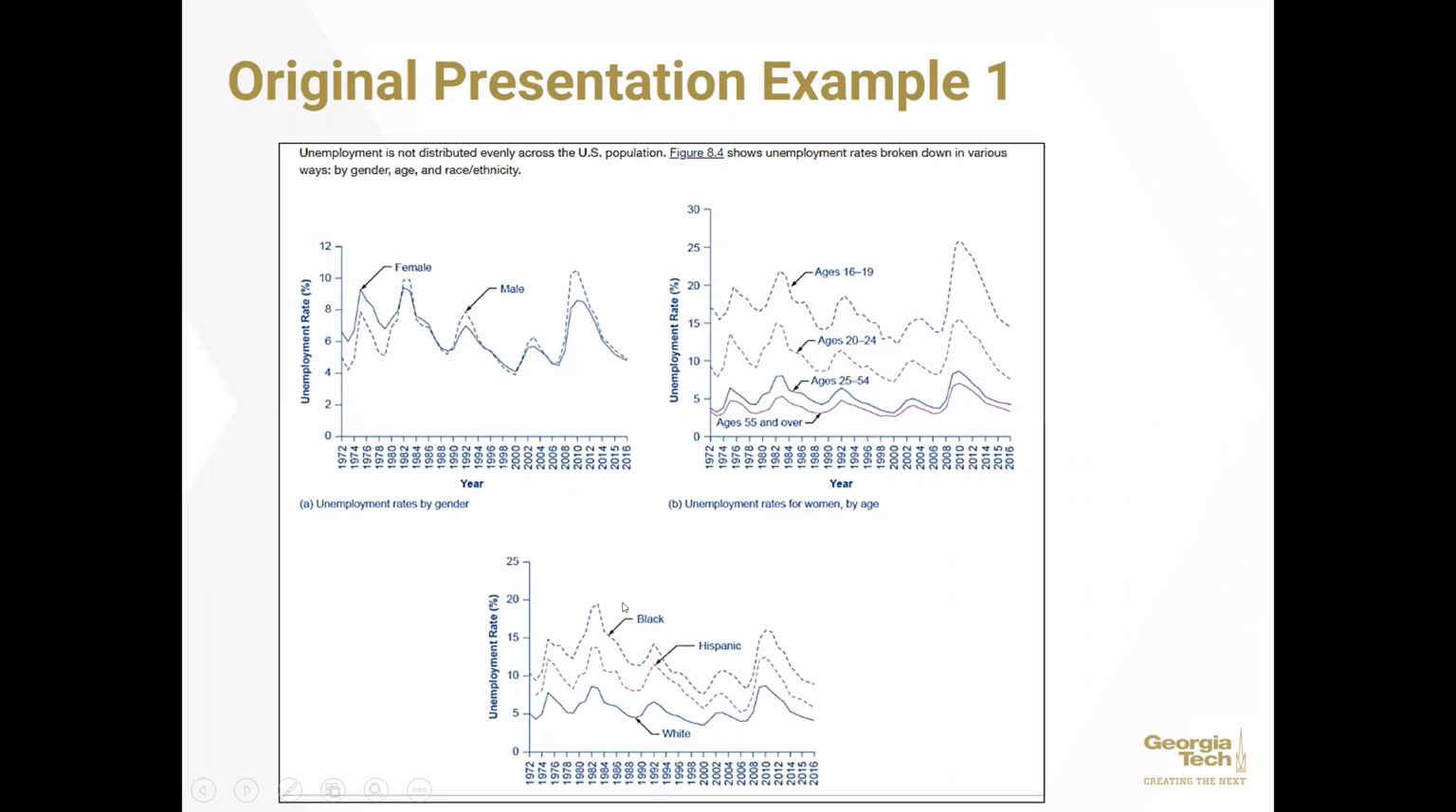Another characteristic of this textbook is that there are a lot of graphs. There are 3 figures on this screenshot, about employment rates by gender, by age, and by race. These 3 graphs are grouped together, and the explanation of these graphs is either above or under the graphs.